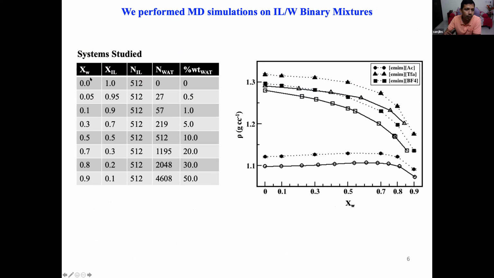So we took different compositions of IL and water. This is the mole fraction of water, mole fraction of IL. Again, we checked the literature and we found this is not a general phenomenon. When my IL has an acetate-based anion, there is an initial increase in density, and then the density decreases. But when the anions are others, BF4 or TFA, the density decreases monotonically as one expects.